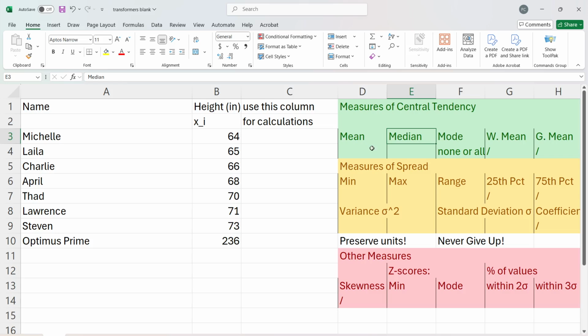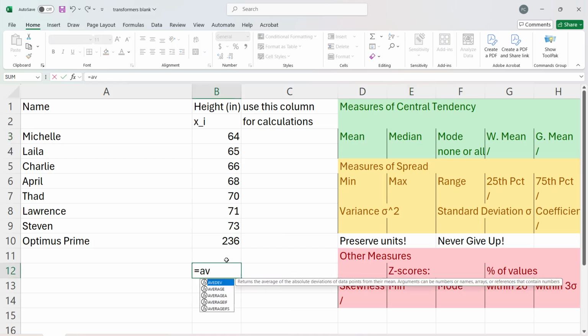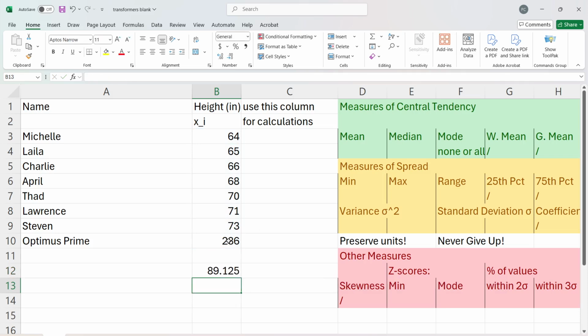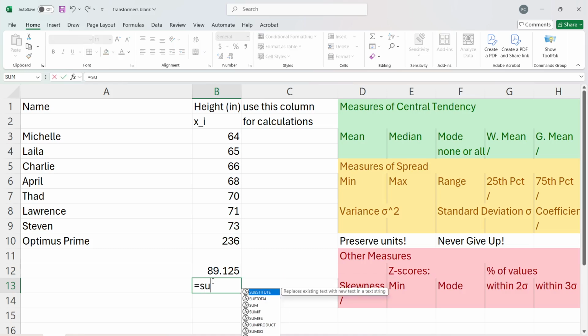Suppose you don't know that Optimus Prime is a giant robot from outer space, and you haven't made any sort of dogmatic decision about whether you want to remove him from the data set as an outlier. You just go ahead with all 8 of these observations, thinking nothing of it. Well, all right, equals average. Yes, sure enough, there's a formula for the average of these 8 observations. 89.125.